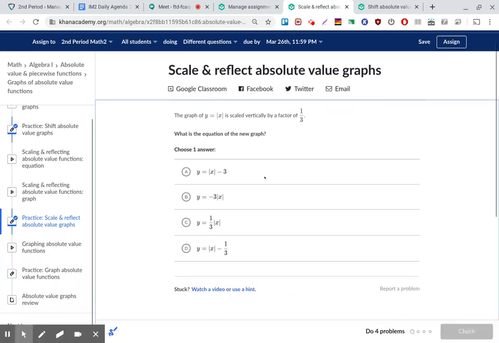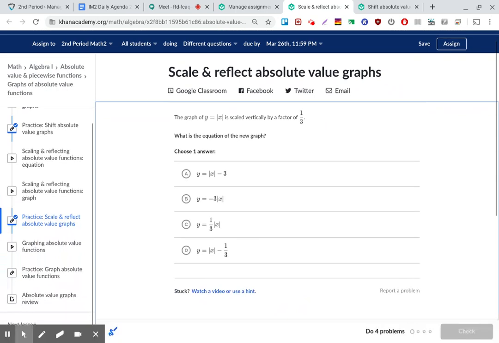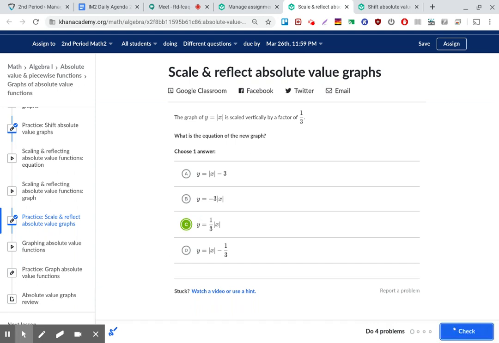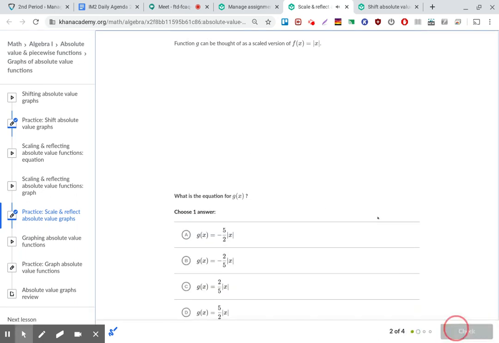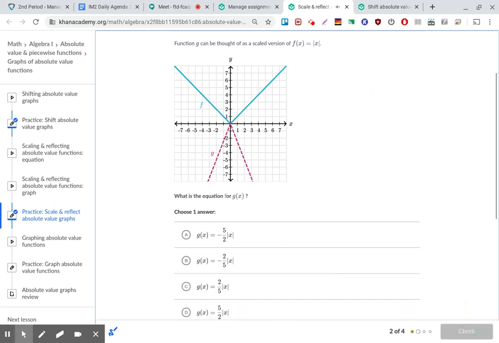Okay. This one says, which graph is scaled vertically by a factor of 1/3? Now, vertical is outside. So this 1/3 has to be outside of the absolute value. So it's going to be this one right here. Vertical is up and down. It's normal, okay? Choose the function of g. All right, so g is upside down, so that's going to be a negative, okay?